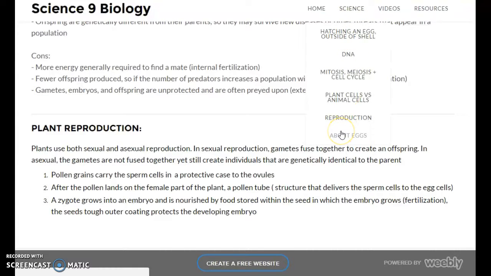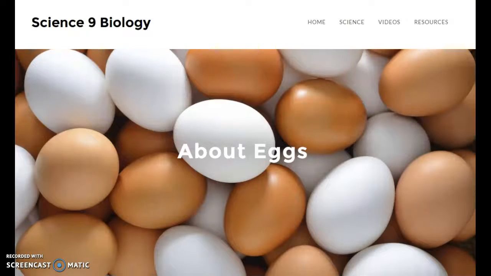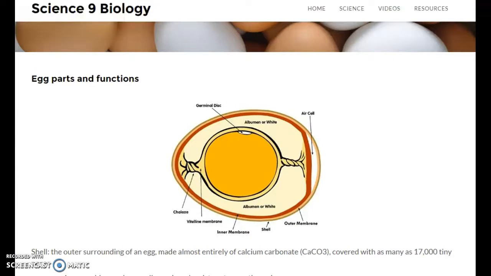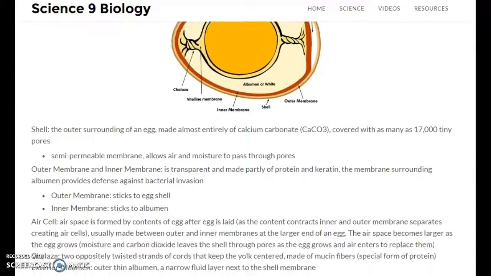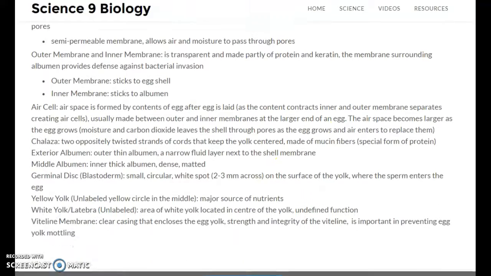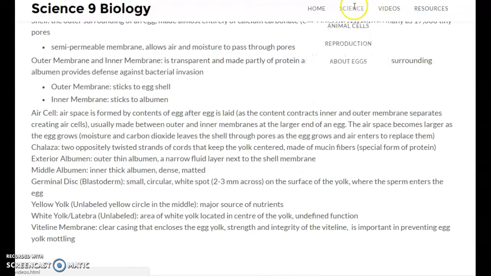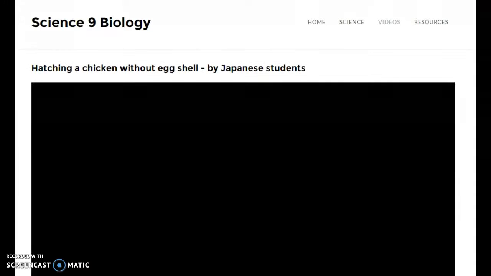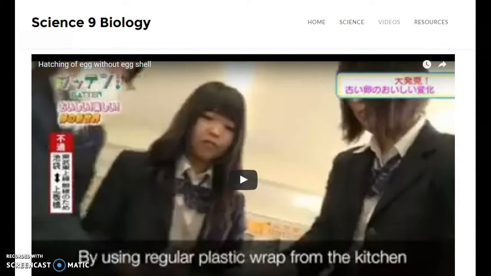Now into about eggs. So egg parts and its functions. Here we have a diagram of the different parts of the egg, and then a list of them and what they do. So you can go into our videos to find the video of the Japanese students who had successfully hatched a chicken outside of its shell.